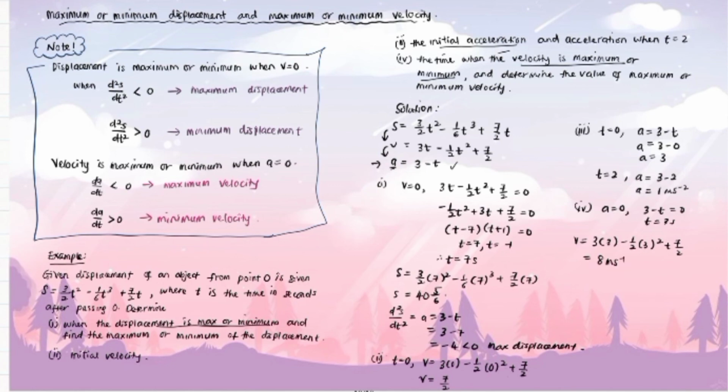So we want to determine whether the velocity is maximum or minimum. So we use the dA over dt. So when we differentiate the acceleration function, you will get negative 1. So negative 1 is less than 0, so it is maximum velocity.